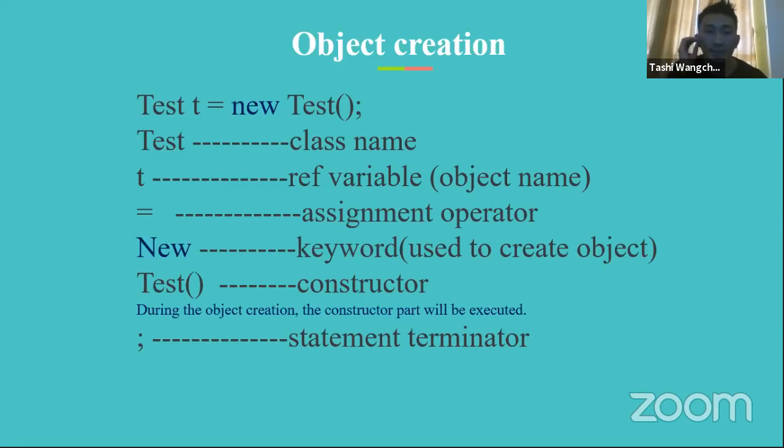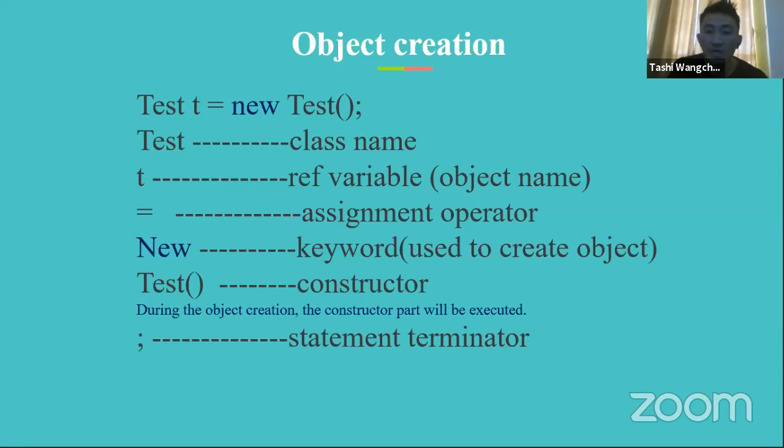The first one is using the new keyword, then instance factory method, static factory method, then using clone method, then deserialization, then the newInstance method, and also the pattern factory method. So there are a number of ways to create objects.